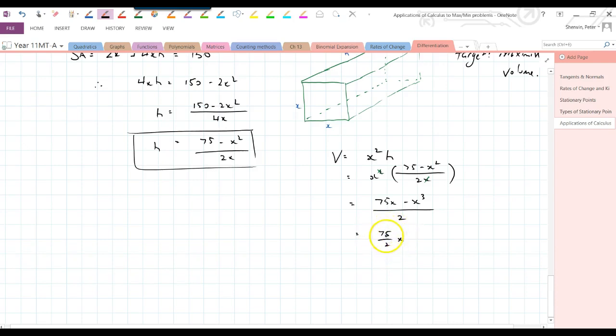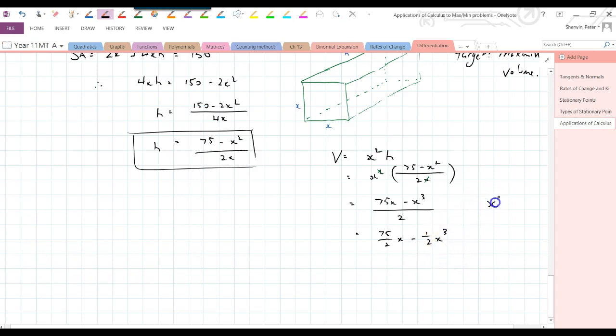Make sure you isolate that or separate the coefficient from your x. Always makes differentiating much easier. Do the same over here. I'm not going to write x cubed over 2. I'm going to write a half x cubed. I hope you agree that that's now much easier to differentiate.